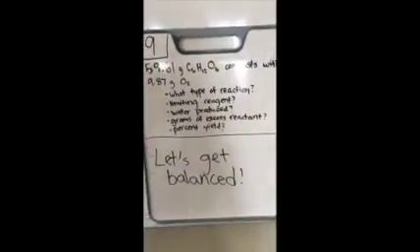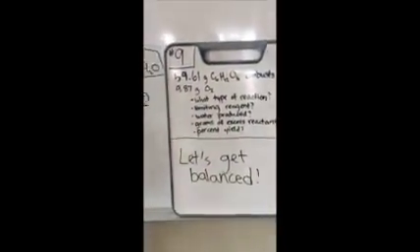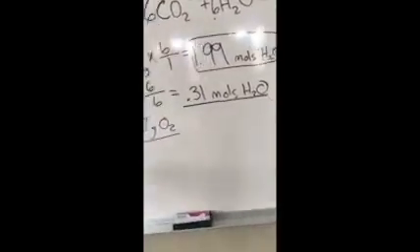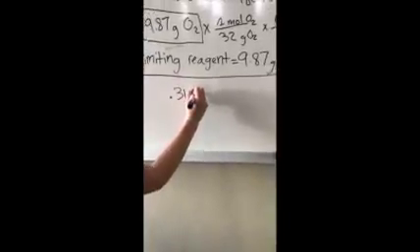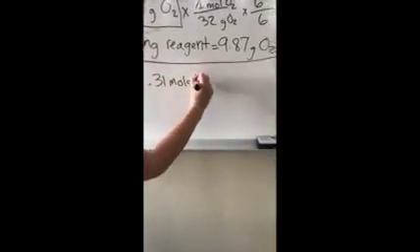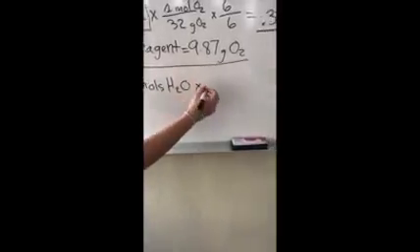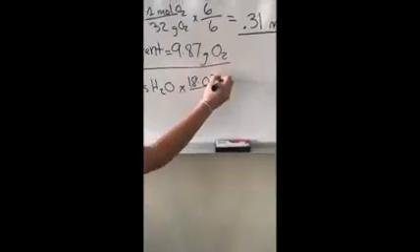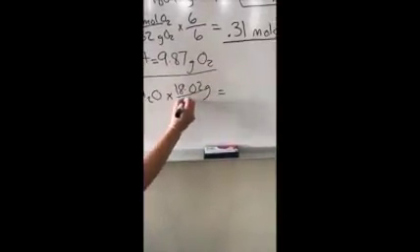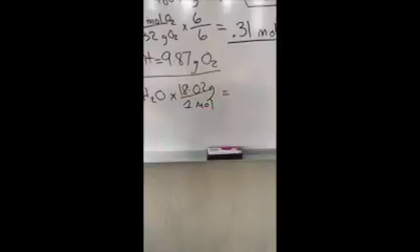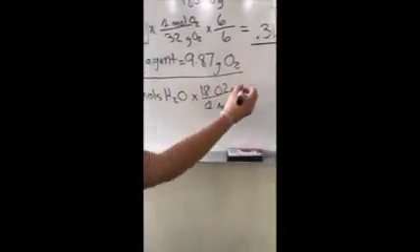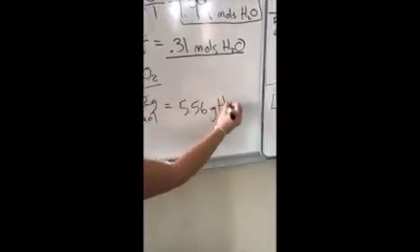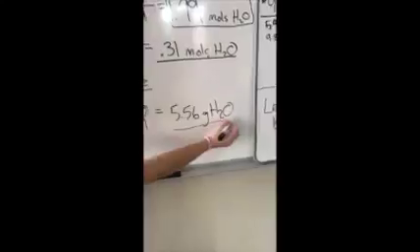Next, we need to find the amount of water produced. So we use our limiting reagent calculation, which got us to 0.31 moles of H2O. 0.31 moles H2O times the molar mass of H2O, which is 18.02 per 1 mole. And that number equals 5.56 grams H2O. So this is the amount of water produced.